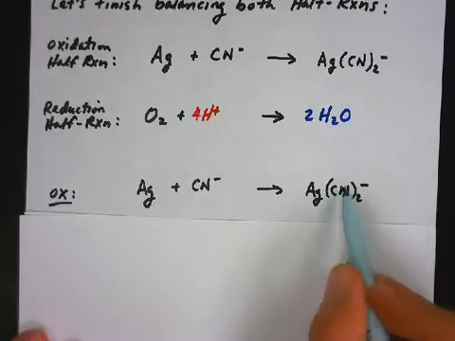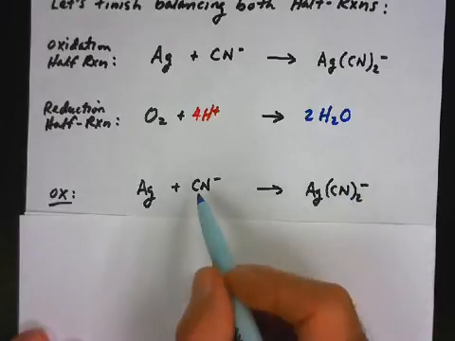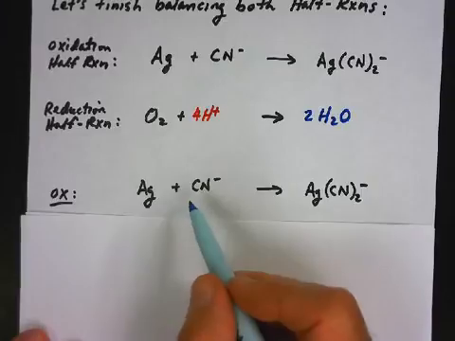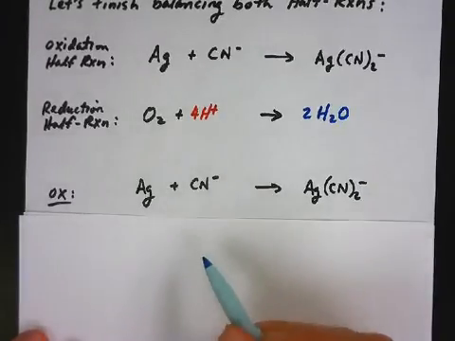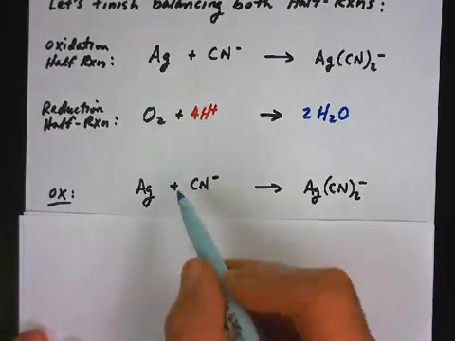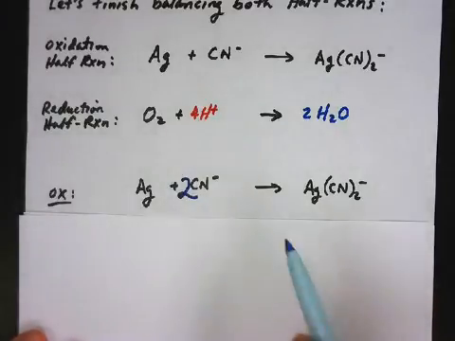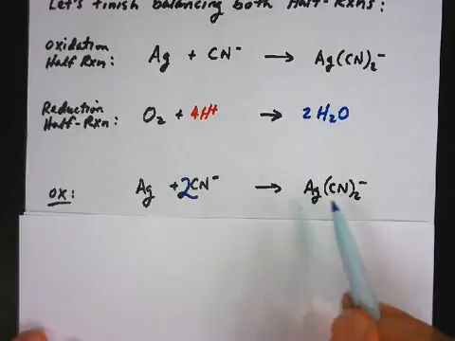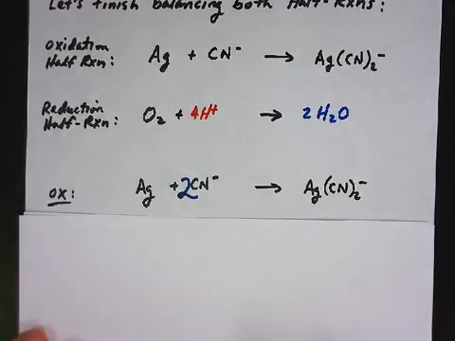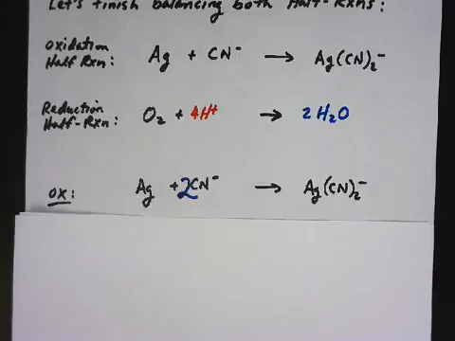We have 2 CNs on the right and only 1 CN, or 1 cyanide, on the left. So let's go ahead then and put a 2 in front of the cyanide on the left here. And now we have 2 CNs on the left, 2 CNs on the right. So that's good. We're pretty well balanced right there.